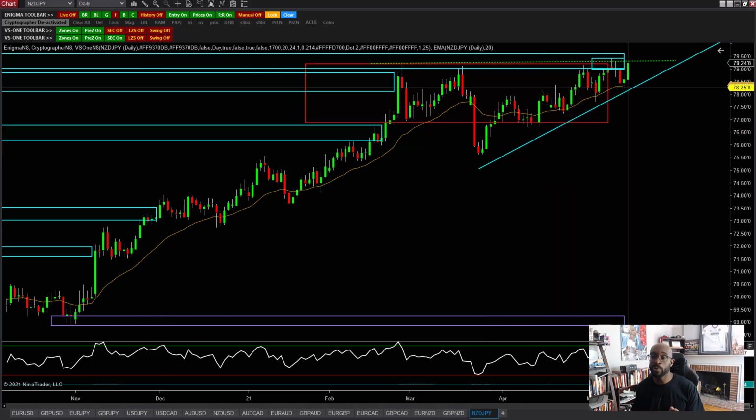And for me, when I see this, this is very similar to an ascending triangle. When you see the combination of the highs being held, yet the lows becoming higher, I anticipate a breakout to the upside. So I'm looking for a breakout to the upside here in New Zealand yen.